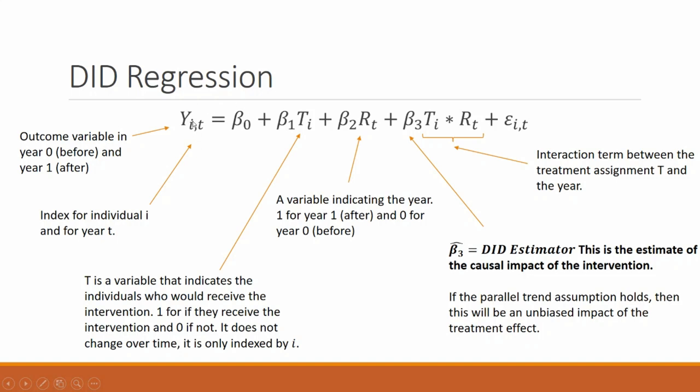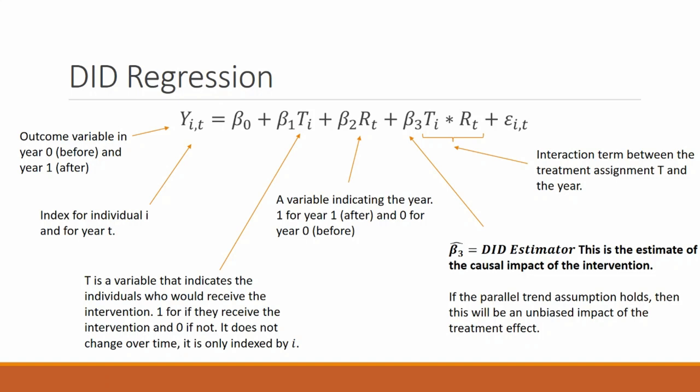Okay, so you can see here the dependent variable, some outcome variable. In the example of textbooks, this outcome variable is probably going to be test scores. And it is indexed by i and t, i indicating the individual, t indicating the year.